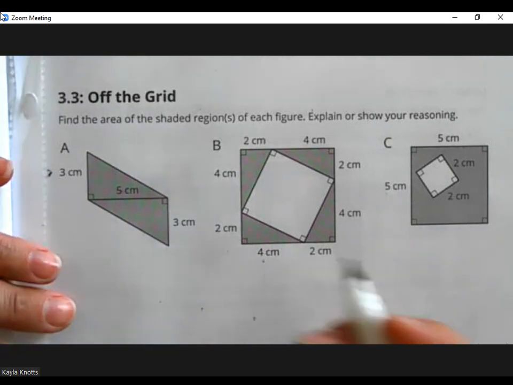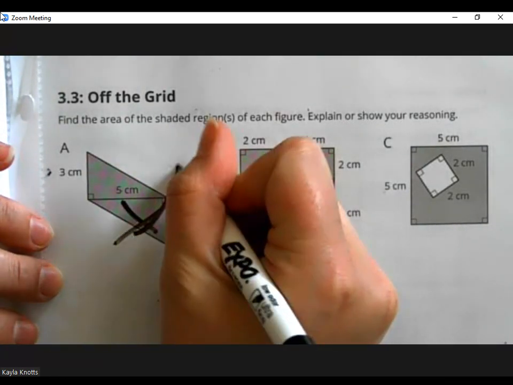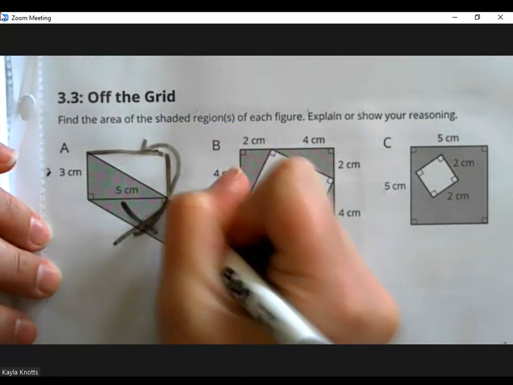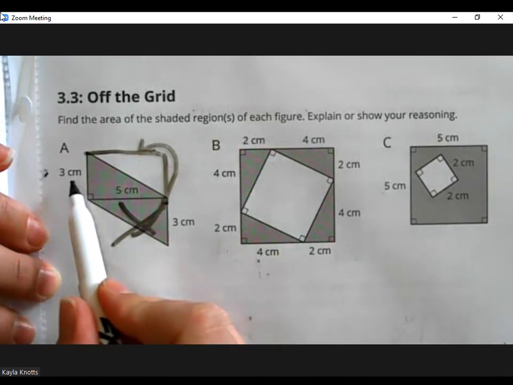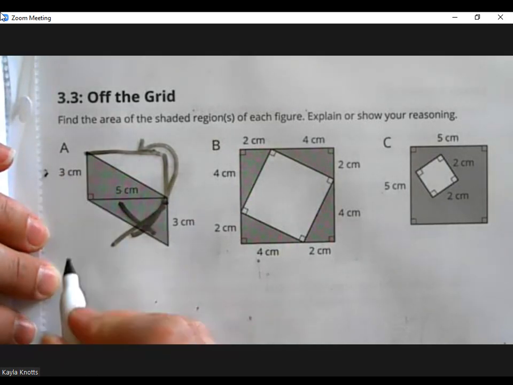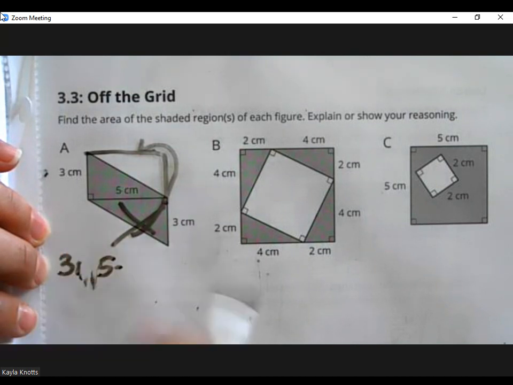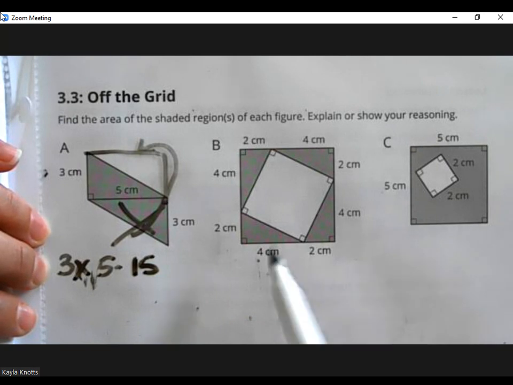So that's exactly what I'm going to do. I'm going to get rid of this triangle and just move them all the way over here and just draw it in. So now I'm left with a rectangle that has a width of 3, and a length of 5. And 3 times 5 is 15. Good. Okay, this is just like the one we just did.